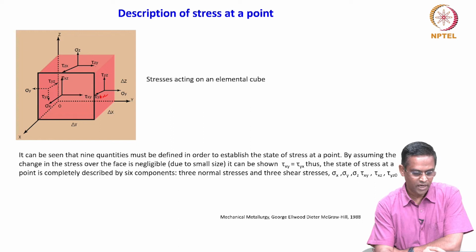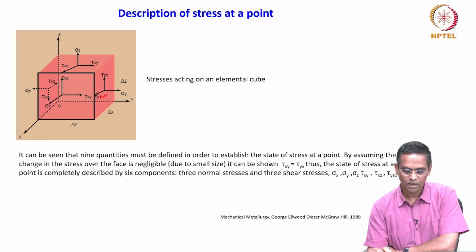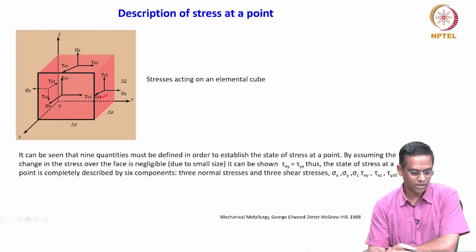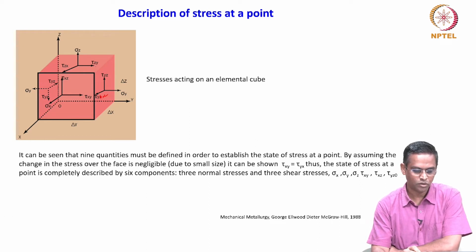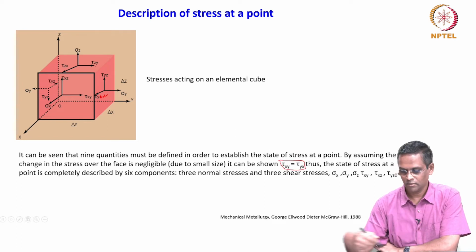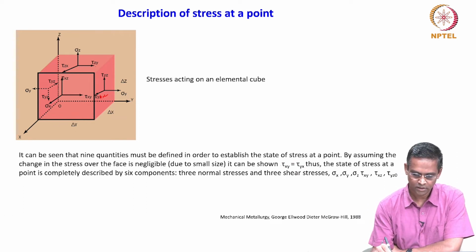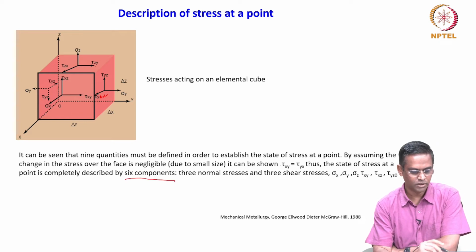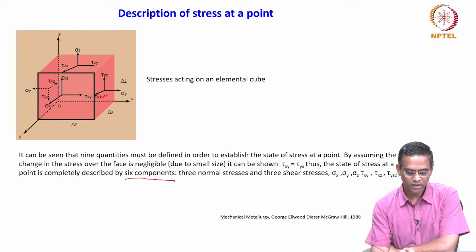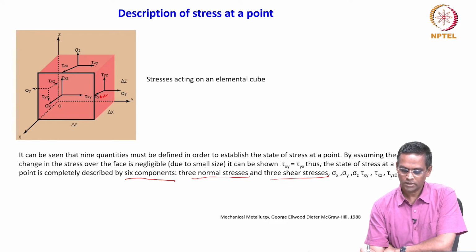By assuming the change in the stress over the phase is negligible due to small size, it can be shown that tau xy is equal to tau yx. Thus, the state of stress at a point is completely described by 6 components. So, if you assume these identities, then the 9 becomes 6 components to describe the stress, out of which 3 are normal stresses and 3 are shear stresses, which are sigma x, sigma y, sigma z, tau xy, tau xz, and tau yz.